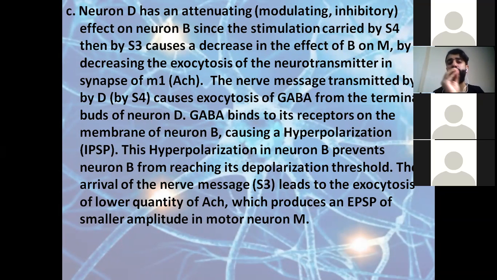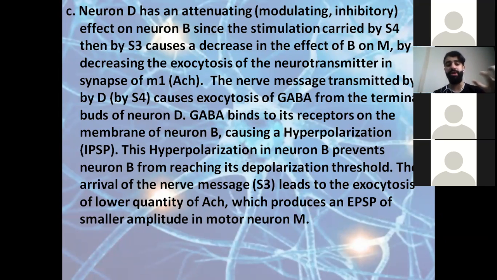So here, neuron D has an inhibitory function. It decreases the effect of neuron B. So the stimulation carried by S4 and S3, this is your question, decreases the effect of B on M. What is this decrease? It decreases the exocytosis of acetylcholine, so less acetylcholine comes out. The nerve message transmitted by D, by S4, causes the exocytosis of GABA. GABA and acetylcholine compete.